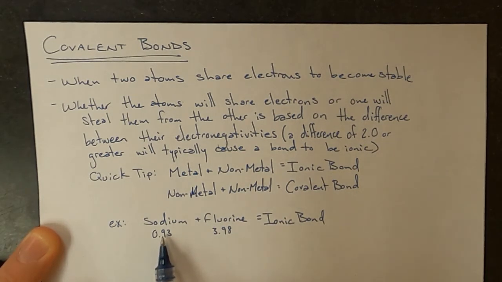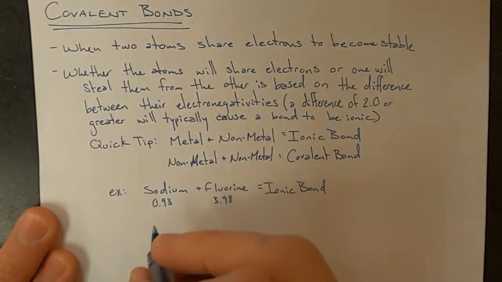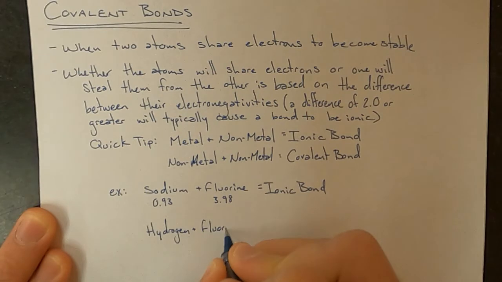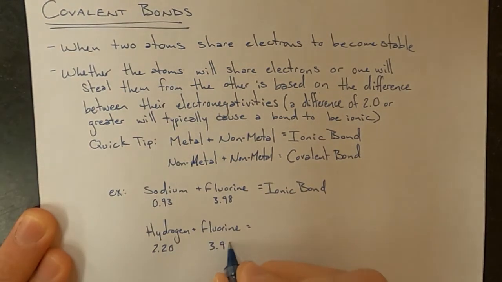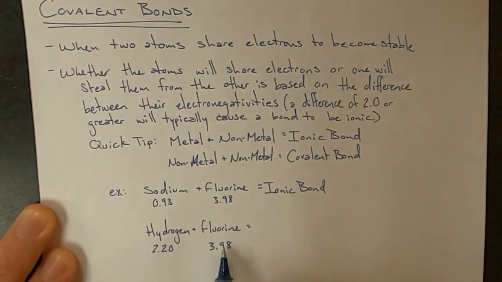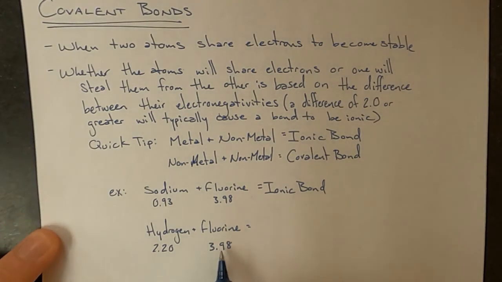If, on the other hand, it were hydrogen with fluorine, their electronegativities, hydrogen is 2.20, and so the difference between these is less than 2.0, and it would be a covalent bond. They would share the electrons, not evenly, since the fluorine still pulls the electrons more, but they would be sharing the electrons.